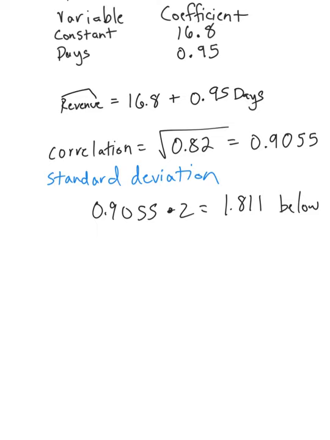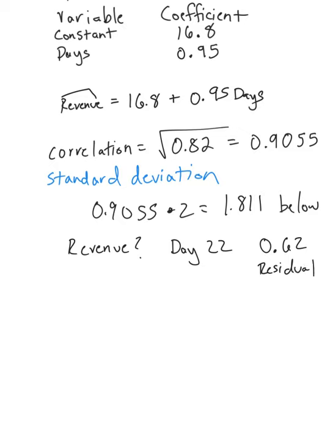Let's think of another example. Let's say, what if we had a particular revenue? What would our revenue be on, let's say, day 22, however, the residual now is 0.62. So that is our residual, positive 0.62 for our residual.